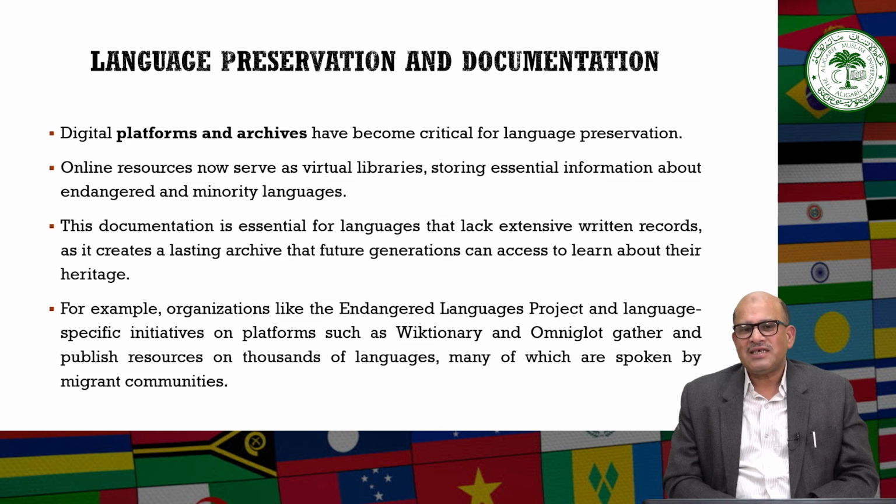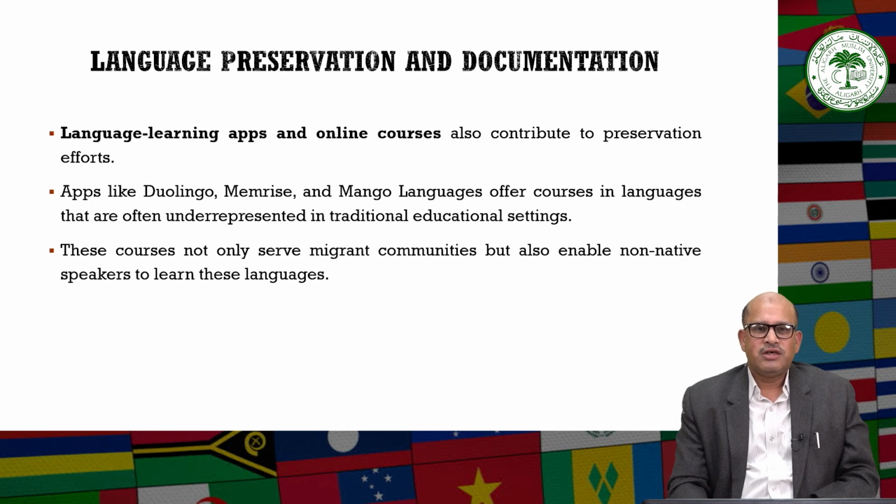For example, organizations like the Endangered Language Project and language-specific initiatives on platforms such as Wiktionary and Omniglot gather and publish resources on thousands of languages, many of which are spoken by migrant communities. These platforms serve as open access repositories where anyone can find information on grammar, vocabulary, pronunciation, and cultural context. This accessibility ensures that anyone from linguists to community members can access and learn from these resources.